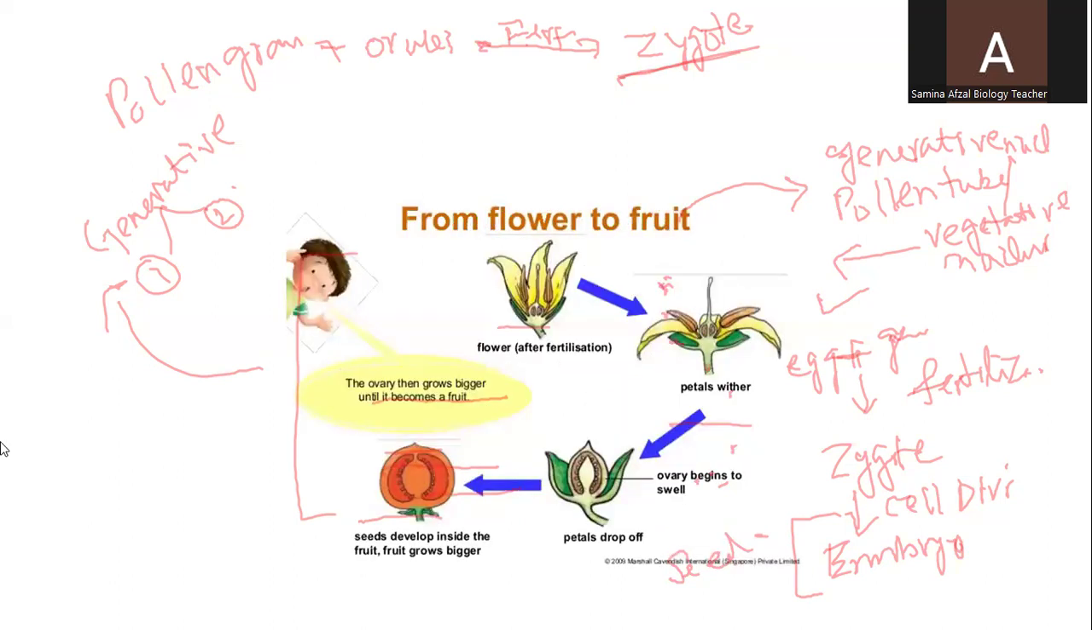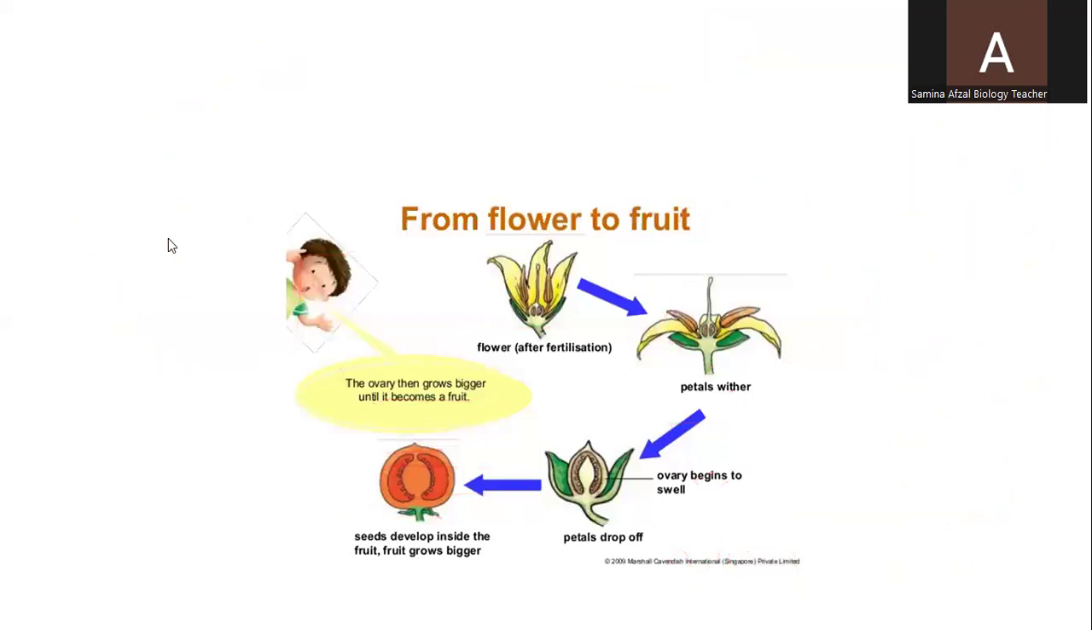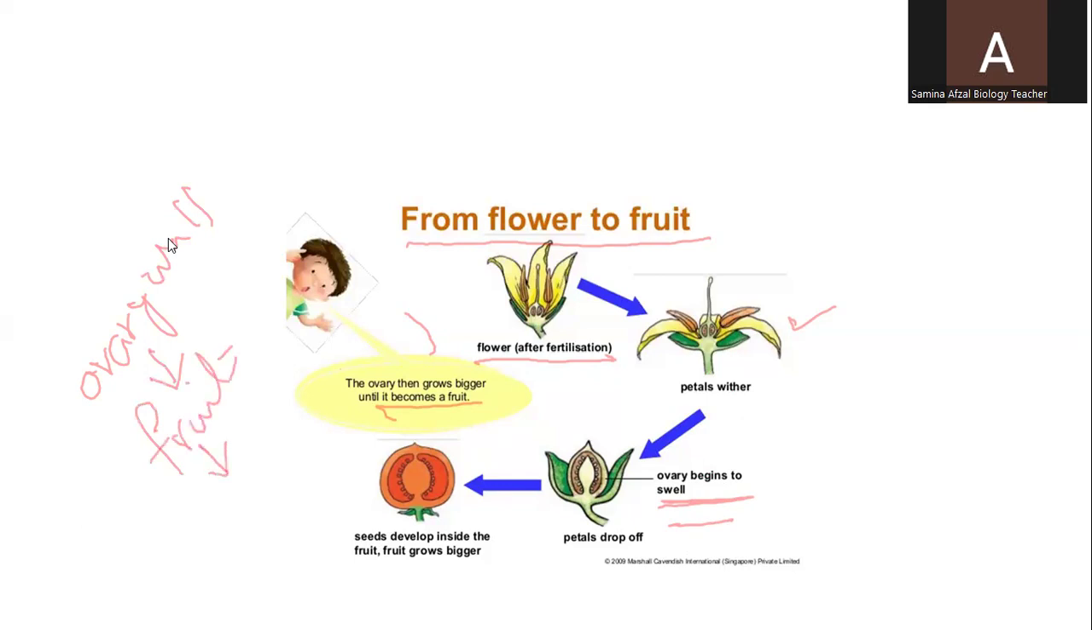Now in the next slide, we will discuss the formation of fruit from the flower. After fertilization, the ovary will grow bigger until it becomes a fruit. So how will it happen? There will be changes after the fertilization. The petals will wither, the ovary begins to swell and become large, and the petals will drop off. The seeds will develop inside the fruit, and the ovary wall will change into fruit. This fruit contains the embryo or seeds, and seeds are called dormant embryos.